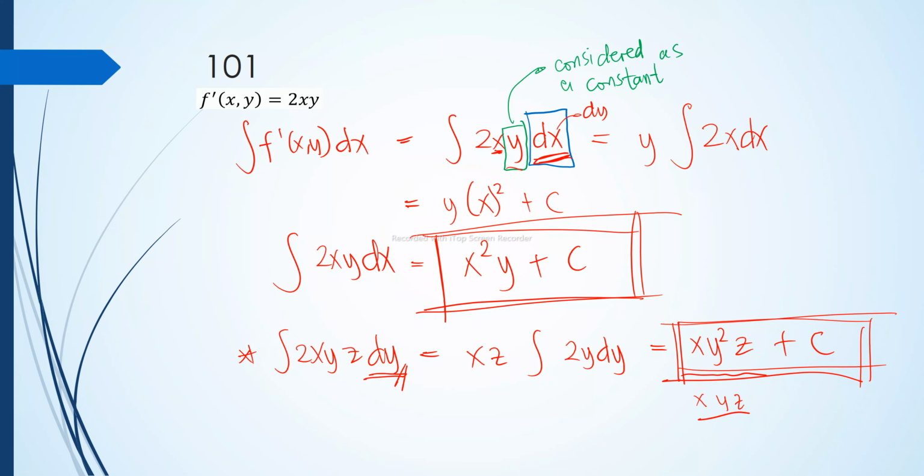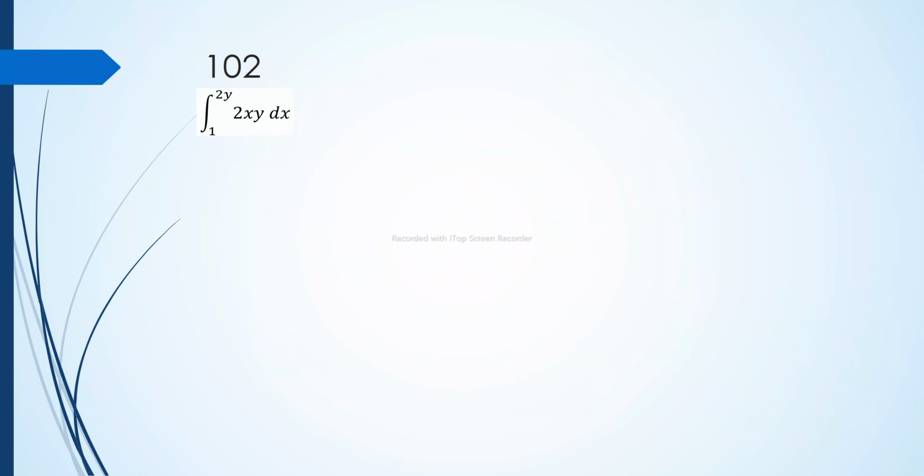Let's proceed with our next example. We have the integral of 2xy dx to be evaluated from 1 to 2y. This came from the previous example, and we know that the integral of 2xy dx is equal to x squared y. But this time we are going to evaluate this from 1 to 2y, so our upper limit is 2y and our lower limit is 1.